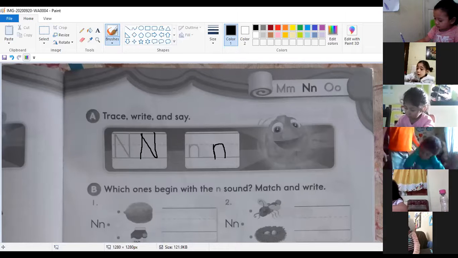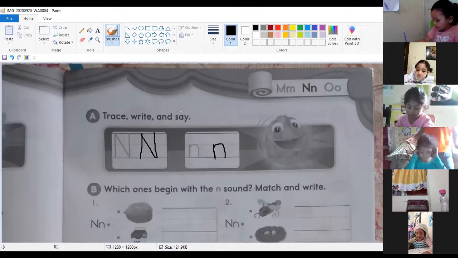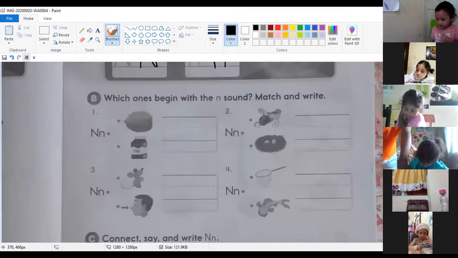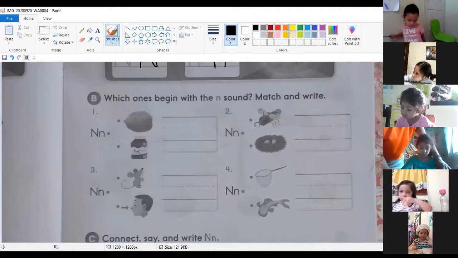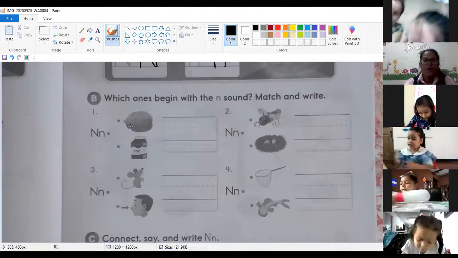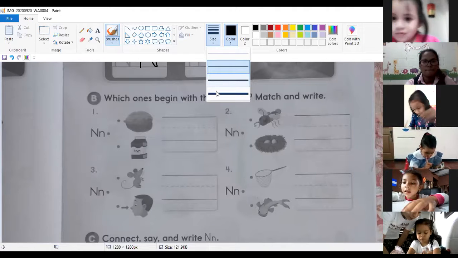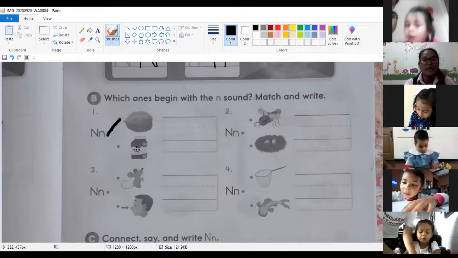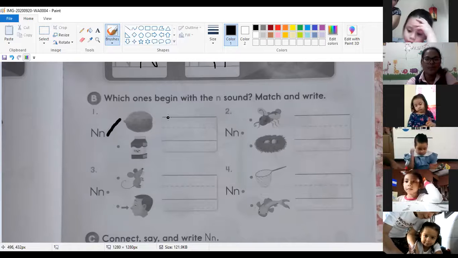On the second exercise, letter B, what we are going to do here? We are going to match only the picture that begins with the letter N. For example, number one, we have nut and milk. So we are going to match the letter N with the nut, because milk starts with letter M. And here we are going to write the letter N.